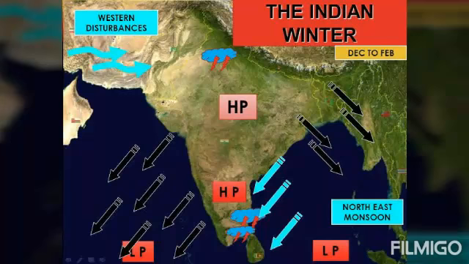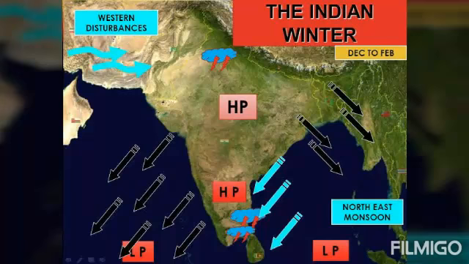Now something about the pressure conditions of this winter season. The weather in this season is characterized by high pressure conditions over the northwestern part of the plain. This is because of the oblique rays of the sun which reach the subcontinent as the sun moves to the southern hemisphere.